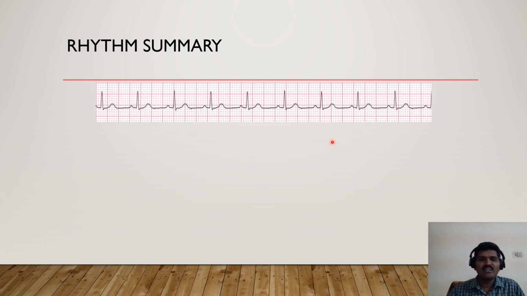Look at this ECG. All R waves are equidistant. So this is a regular rhythm. How many R waves are present in the given 6 second strip? 1, 2, 3, 4, 5, 6, 7. At the border, you have the 10th wave. So the rate is 90 to 95 beats per minute.